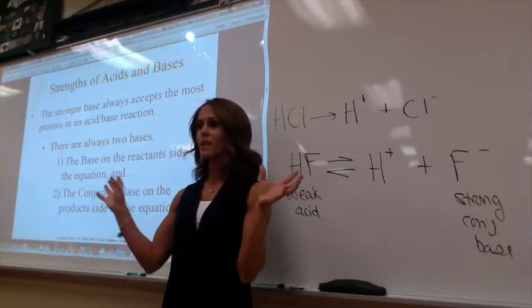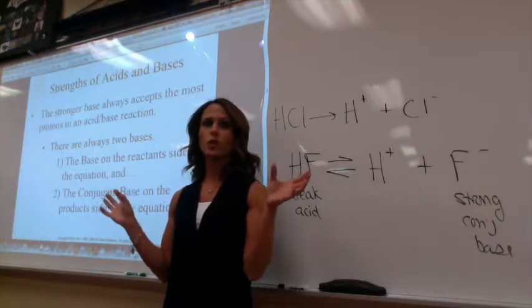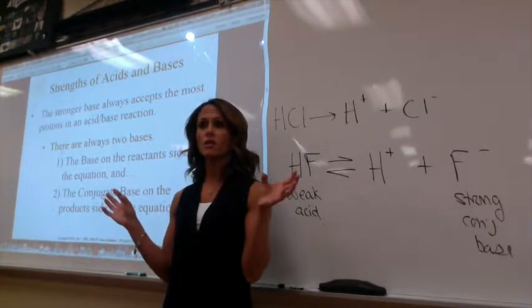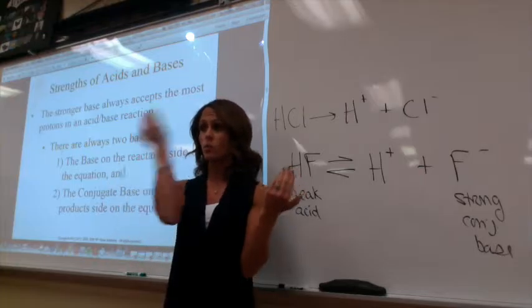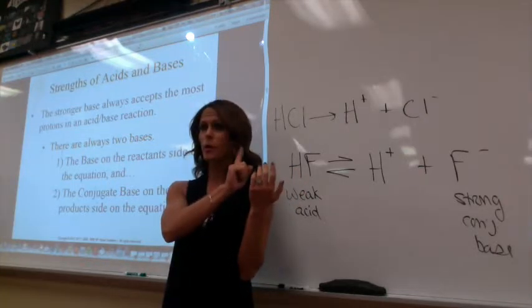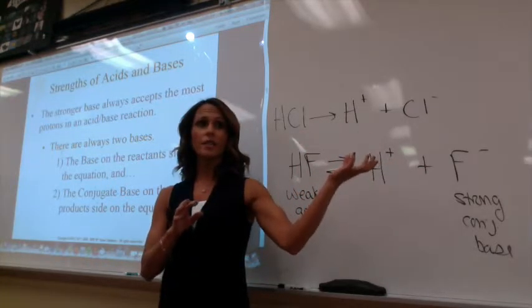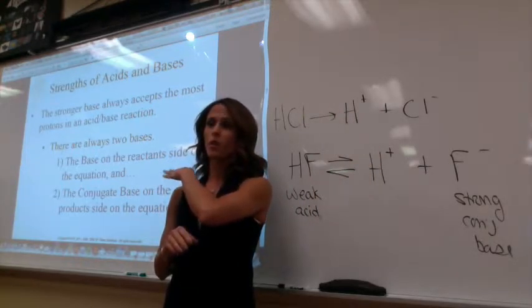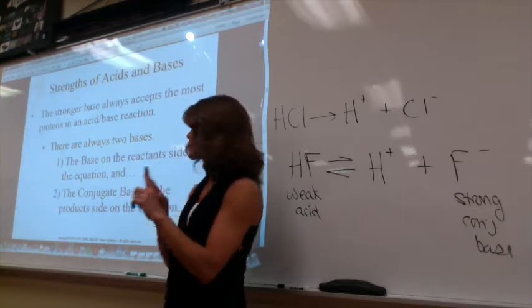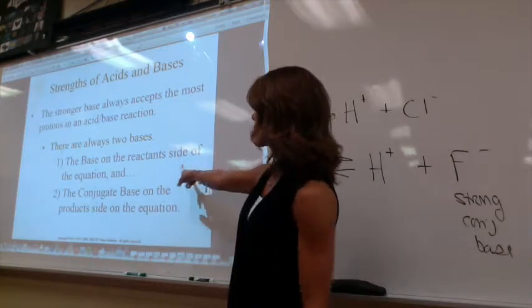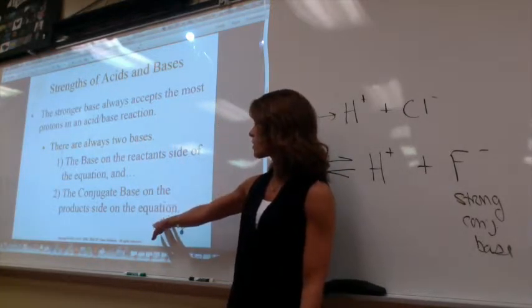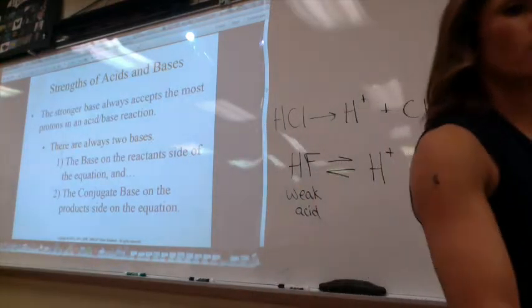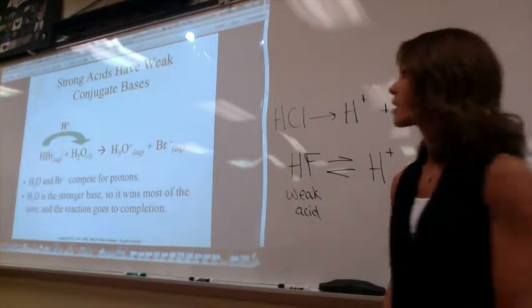So you're basically fighting. You're looking at which one is the strongest, and whichever one's the strongest is going to either drive the reaction to produce all products, which is a one-way arrow, or if your right-hand side is stronger, it's going to drive it to the left and create more reactants, and then you'll have a double-way arrow for equilibrium. So the base on the reactant side of the equation and the conjugate base on the product side, that's how you're going to determine your one-way or your double-way arrow.